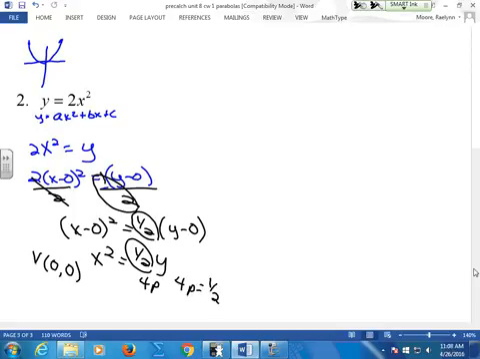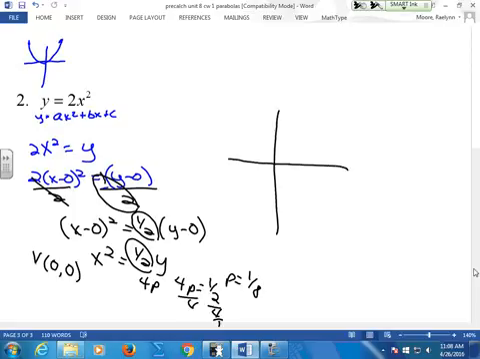So what? Oh, sorry. How am I going to get rid of the 4? Divide. So that says keep, change, flip. So what should p be? 1/8. Okay, let's sketch this guy. We're going to get the same graph. We just can't find a focus and a directrix from our quadratic.